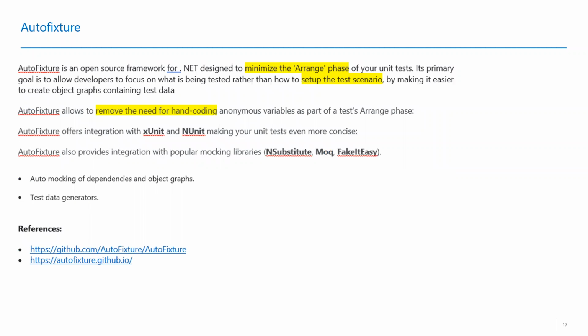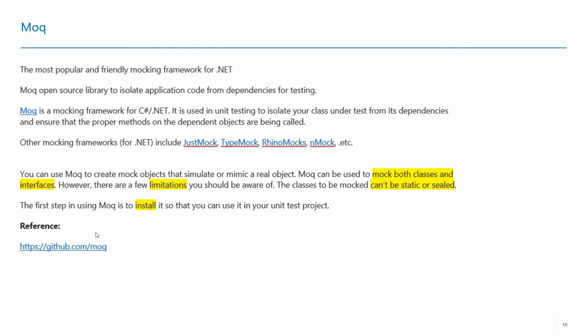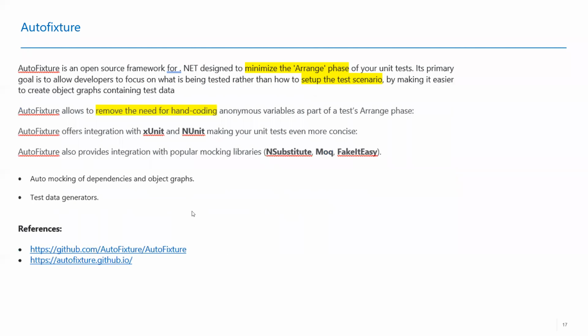Now let's talk about AutoFixture. I have also given the references for each framework here so that you can go back, read the documentation, and understand more about these frameworks. Now I will also be using AutoFixture. AutoFixture is again an open source framework for all the .NET programming languages, and the goal is minimizing the arrange phase. As I mentioned, instead of writing a lot of the test data part, that will be delegated to AutoFixture.